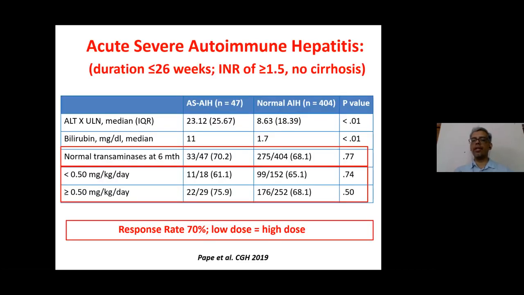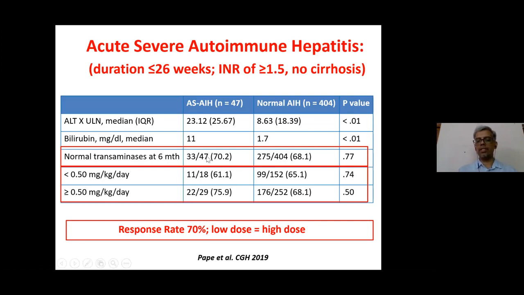So this kind of clinical picture, which occurs in a short history, you got an elevated INR. Your liver biopsy doesn't show you cirrhosis. Is this what we define as acute severe autoimmune hepatitis? This subgroup of patients do respond well to steroids also.